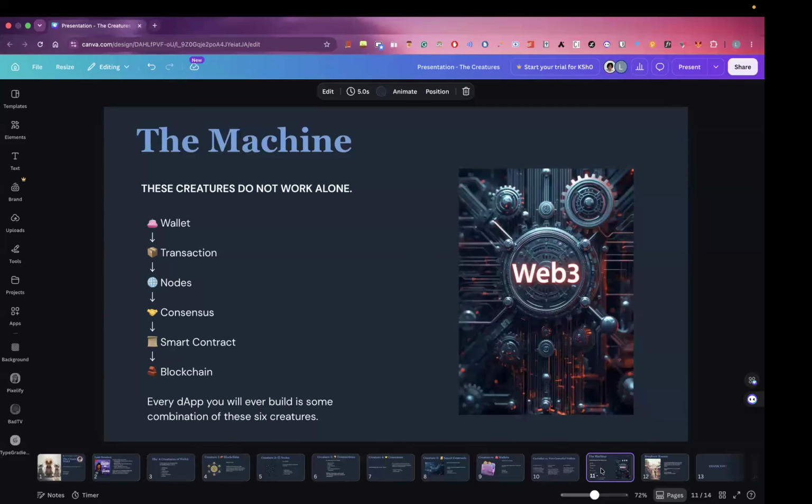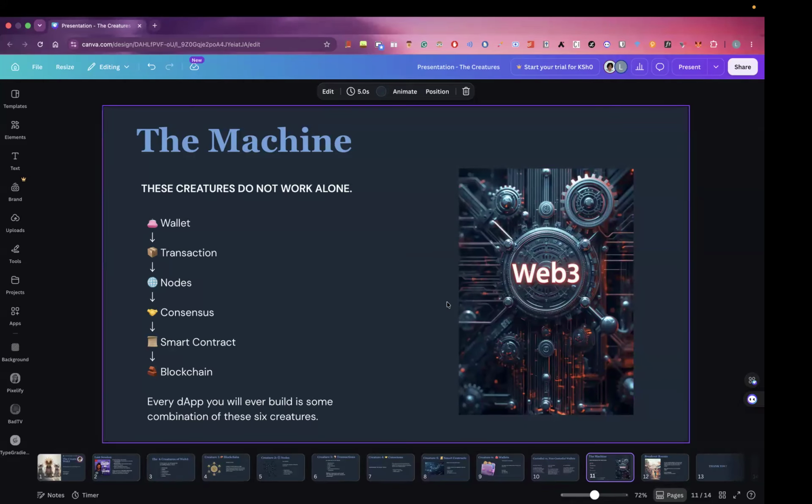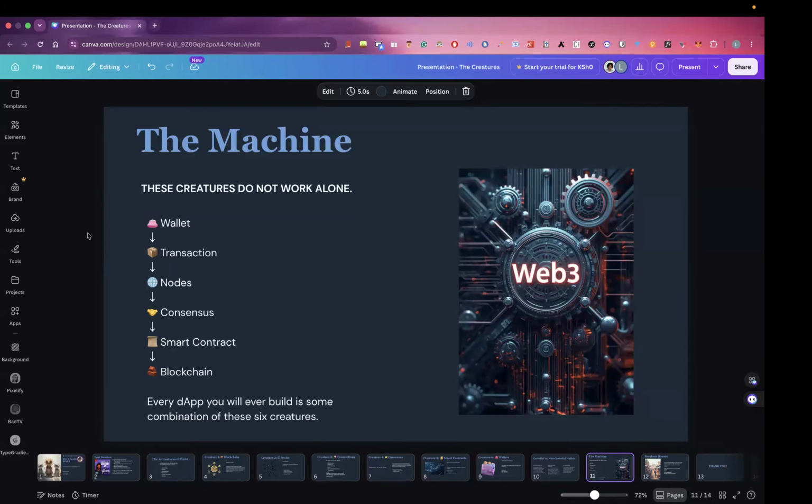And once you understand these fundamental building blocks, then you will be able to understand how every decentralized app works, how you can build your applications, how you can maybe organize the logic in your smart contracts. So pretty much that's it. So now we can move to questions.